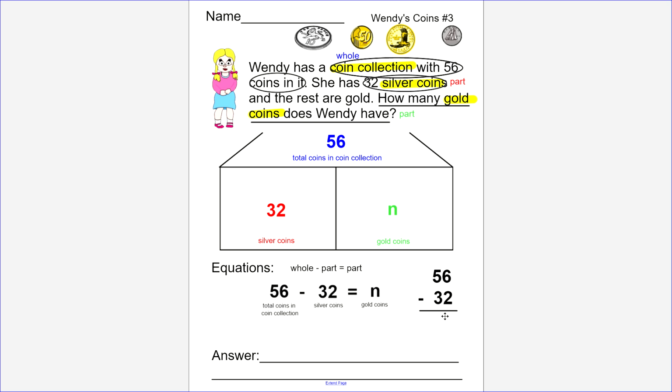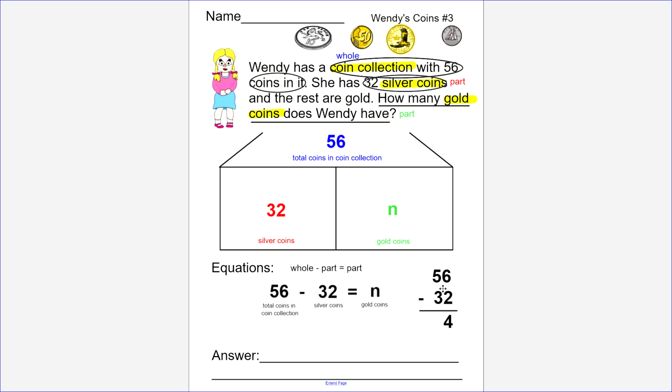I will start in the ones place. 6 is the whole in the ones place, and 2 is the part in the ones place. 6 minus 2. Think in your brain, what is 6 minus 2? Yes, 6 minus 2 is 4, so my answer in the ones place is 4.